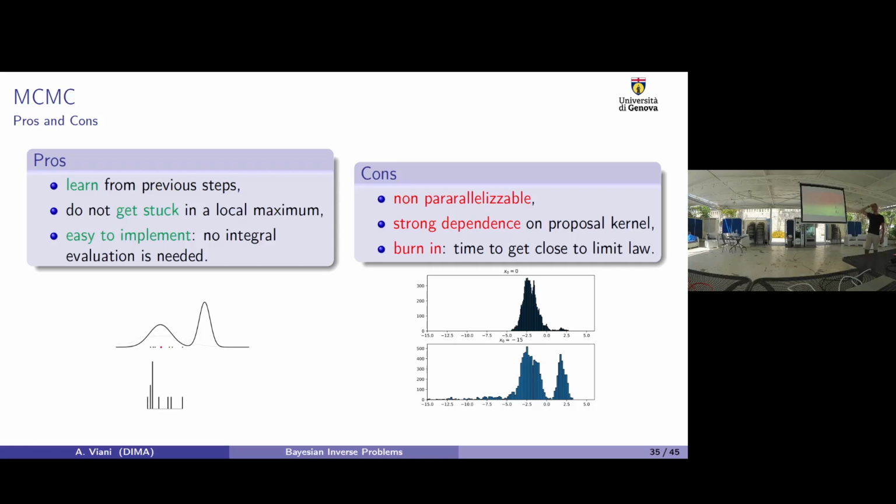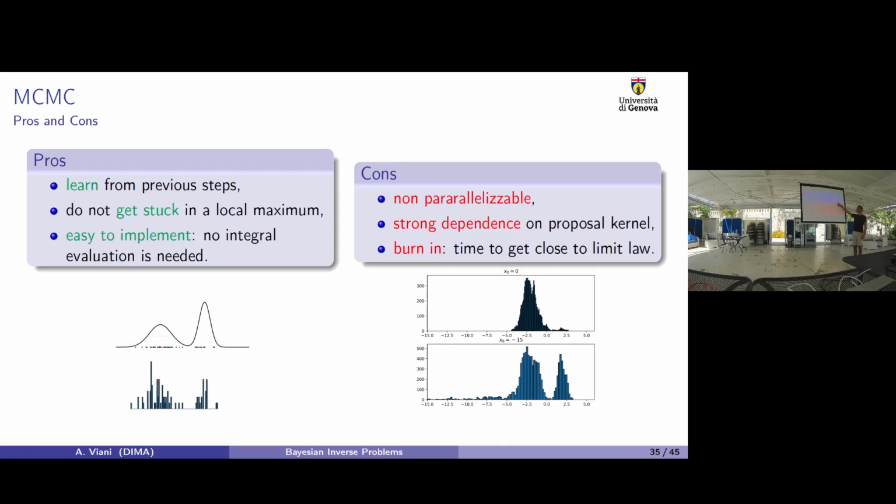The pros and cons of Markov chain Monte Carlo Metropolis Hastings. Here we see that in this little video we can move even across the two peaks, because we choose a large enough proposal kernel that moves at each time. So we learn from the previous step because of the Markov chain property. We don't get stuck in a local maximum thanks to the fact that the chain is irreducible, so we can reach every point of the space starting from everywhere. And it's quite easy to implement because we just have to evaluate this alpha, the probability of the move.